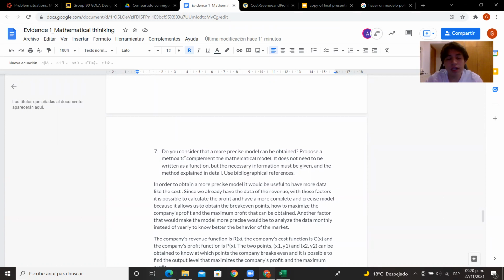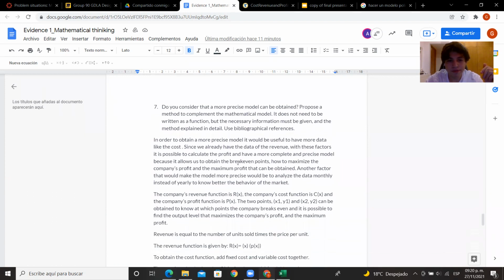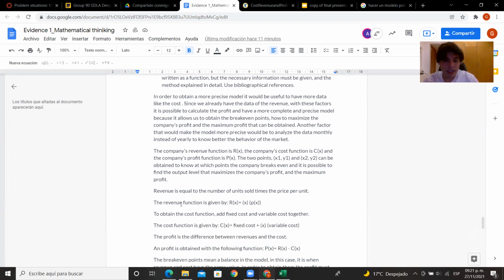In order to have a more precise, more accurate model, we think it is important to have a little more data, like the cost or the revenue, etc. So we can have the break-even points and the maximums and minimums, and that will help us to have a more precise model, like said here.